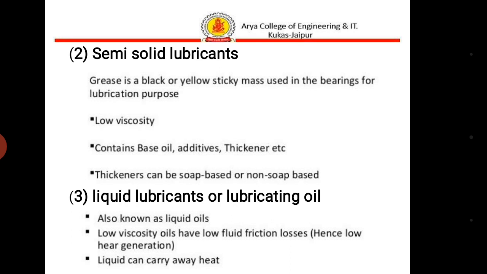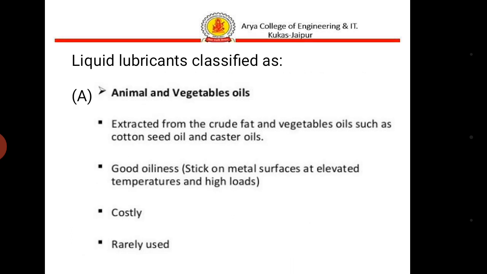Third, liquid lubricants or lubricating oil. Liquid lubricants, known as liquid oils, low viscosity oils, have low fluid friction losses. Liquid can carry away heat. Liquid lubricants are classified as A. Animal and vegetable oil. Animal and vegetable oils are obtained from animals and vegetables such as cottonseed oil and castor oil. They have good oiliness. It is very costly and rarely used.